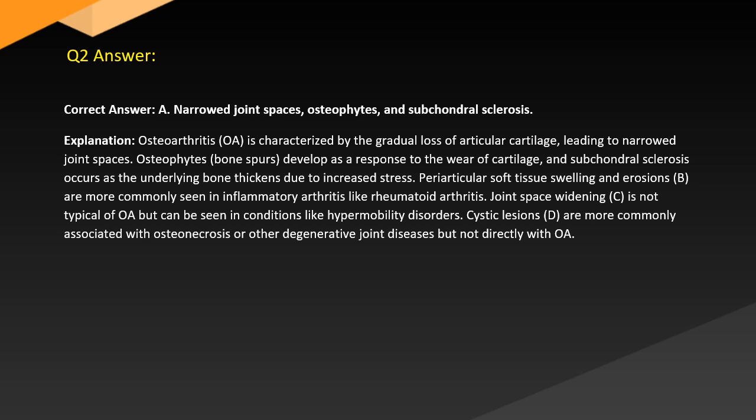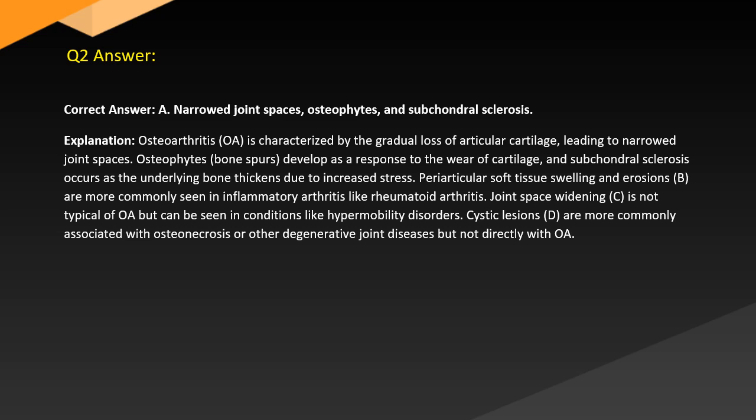Answer. Correct answer: A. Narrowed joint spaces, osteophytes, and subchondral sclerosis. Explanation. Osteoarthritis (OA) is characterized by the gradual loss of articular cartilage, leading to narrowed joint spaces. Osteophytes, or bone spurs, develop as a response to the wear of cartilage, and subchondral sclerosis occurs as the underlying bone thickens due to increased stress.